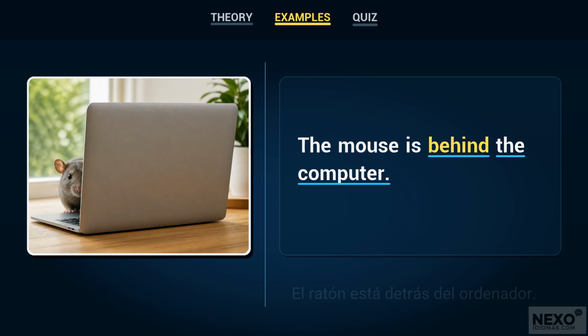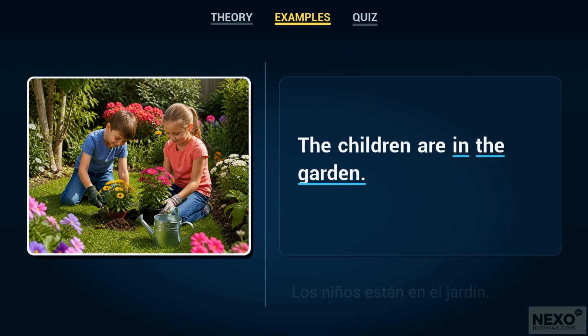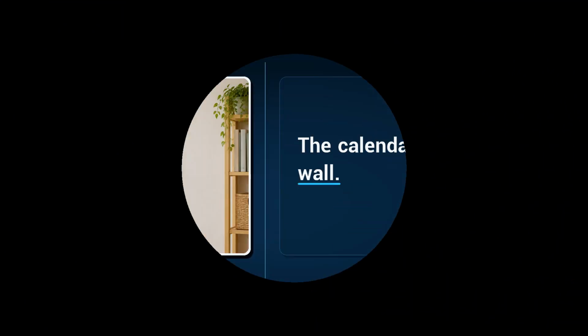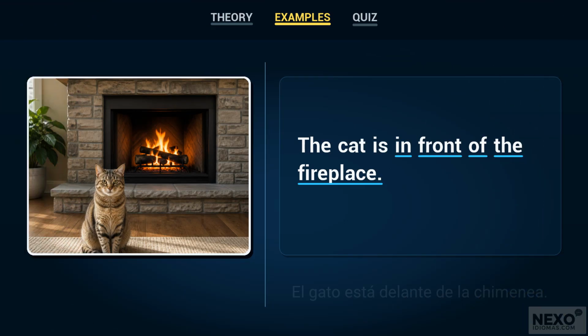The mouse is behind the computer. The restaurant is between the bank and the cinema. The children are in the garden. The calendar is on the wall. The cat is in front of the fireplace.